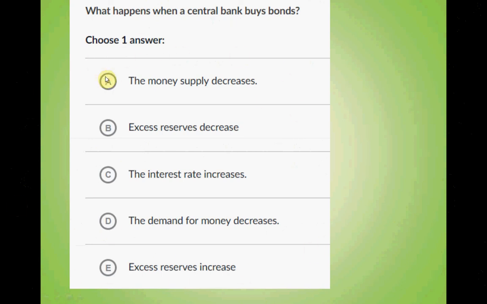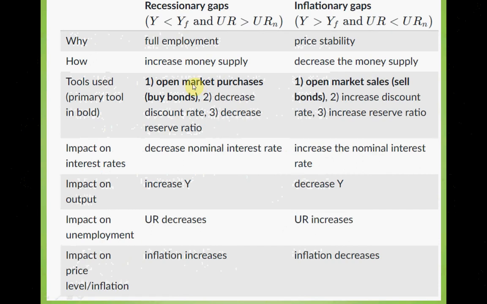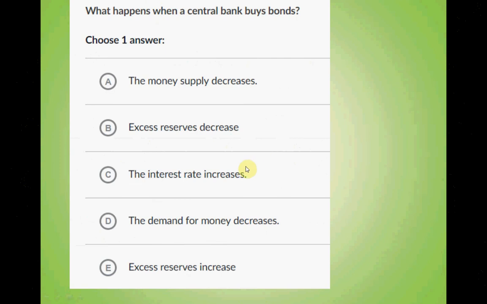So which one of these is the possible answer here? Is money supply decreasing? Well, no, they're creating money and they're giving it to banks. So what's going to happen? Will excess reserves decrease? Well, banks just got more money. They sold something, they have more money now. No, their excess reserves are going to increase. The interest rate will increase? Well, we said before, if there's more money, what happens to interest rates? Well, if there's more money available, you're usually going to see a decrease in interest rates.